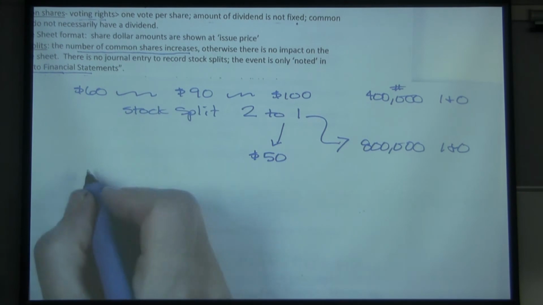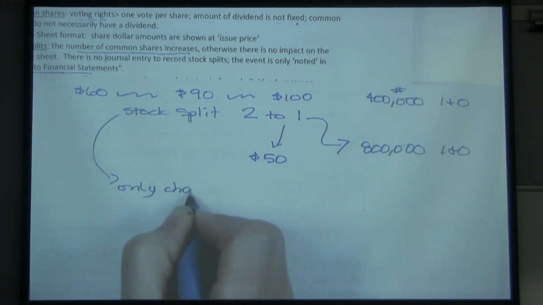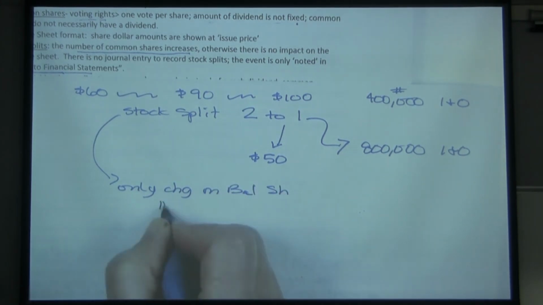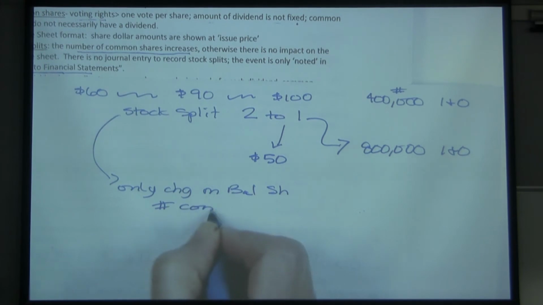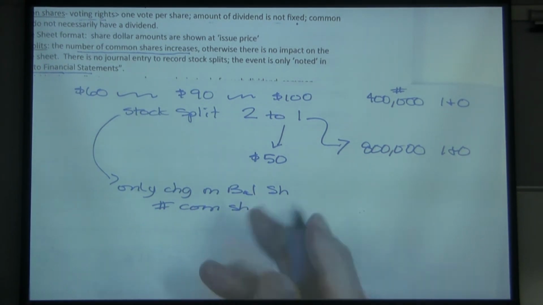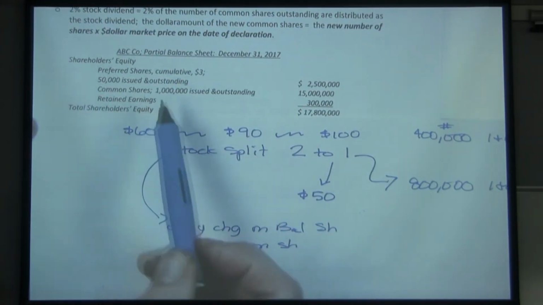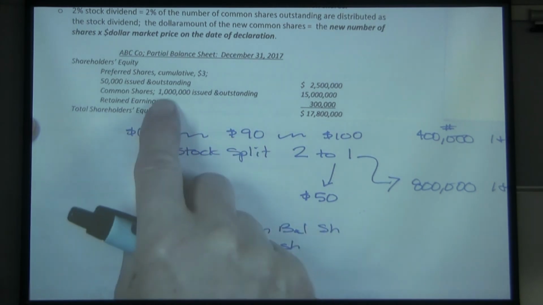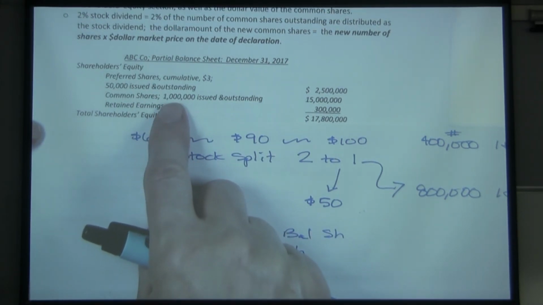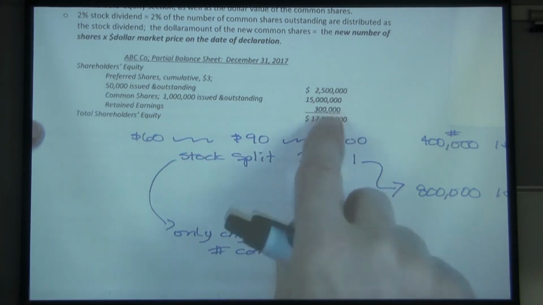So for a stock split, the only change on the balance sheet is the number of common shares. This does not happen with preferred shares, only common shares. It's the only change. So when you have your balance sheet written out, the only change would be this number here. If it was a 2-for-1 stock split, that would go up to 2 million shares issued. Everything else would stay the same here.